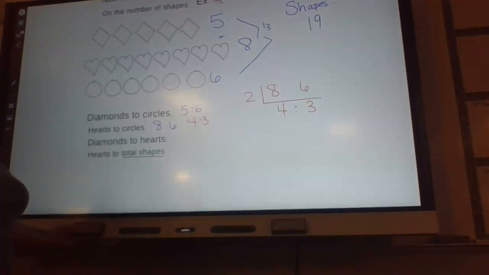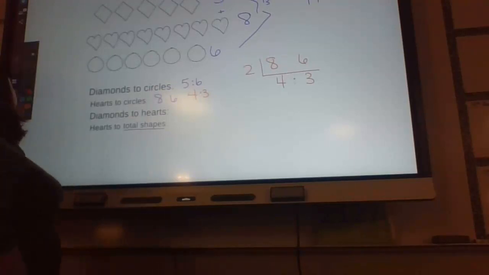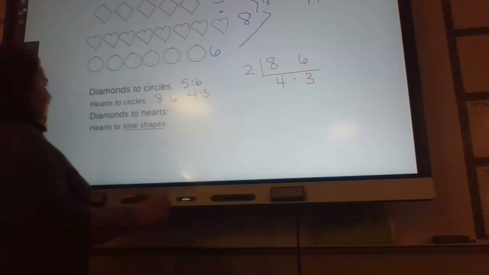Is everybody seeing how we came up with that? I will take the lack of response as a yes. All right, so let's look at diamonds to hearts. What is my ratio of diamonds to hearts? 5 to 8, 5 to 8.